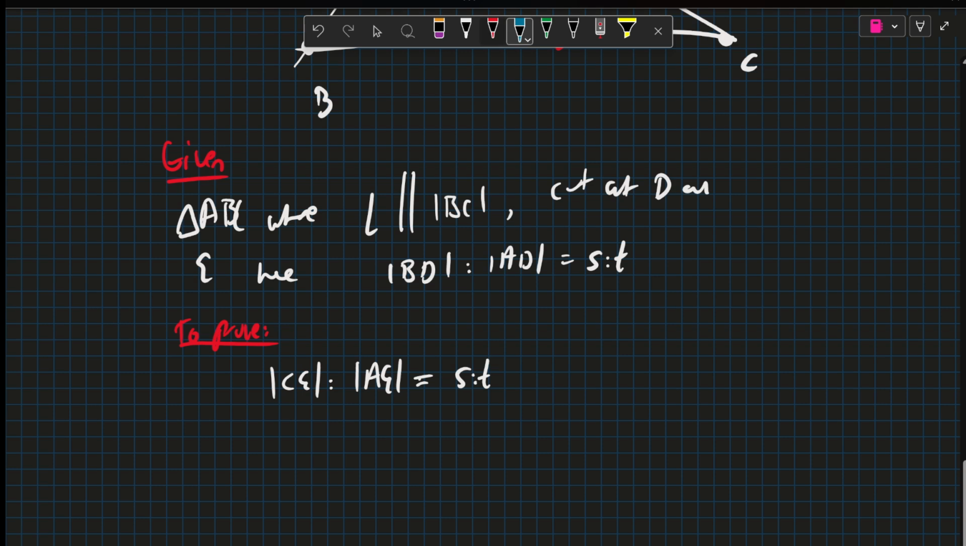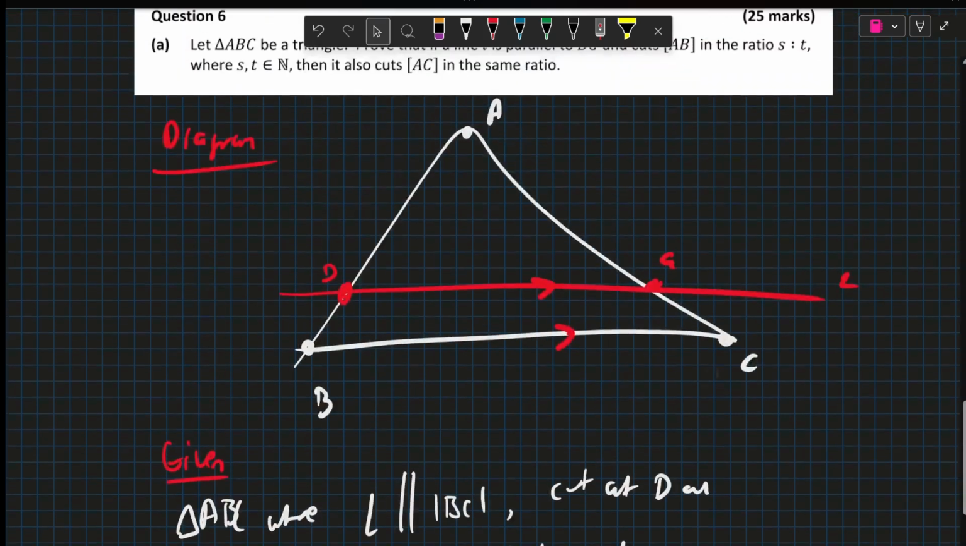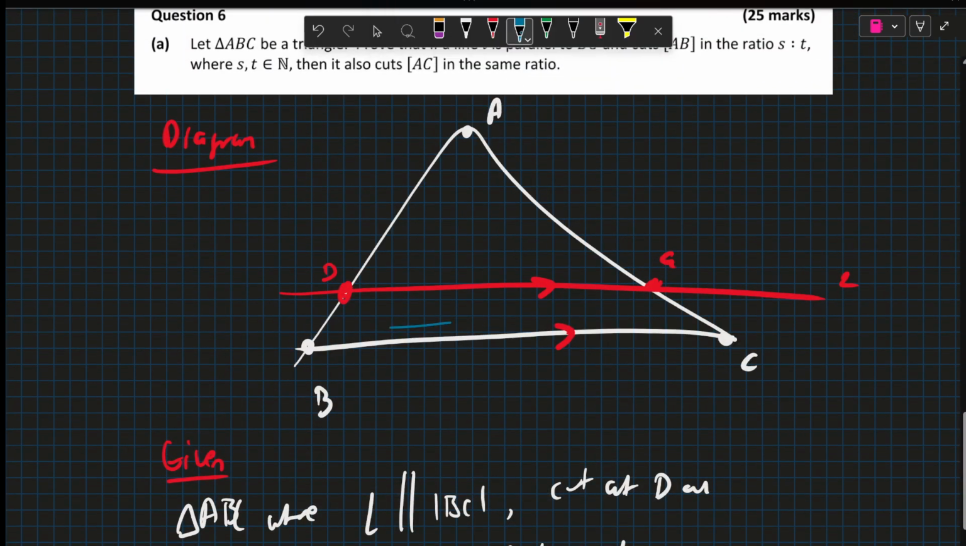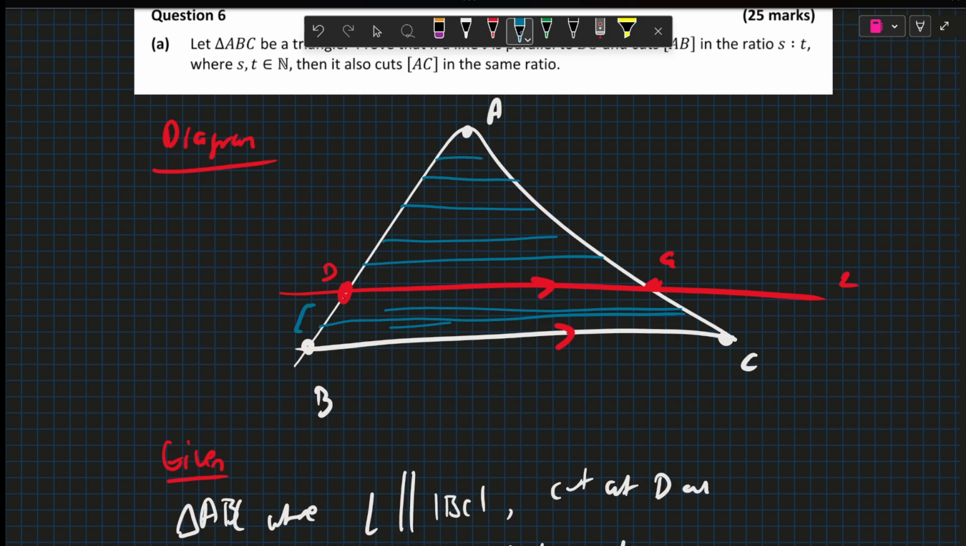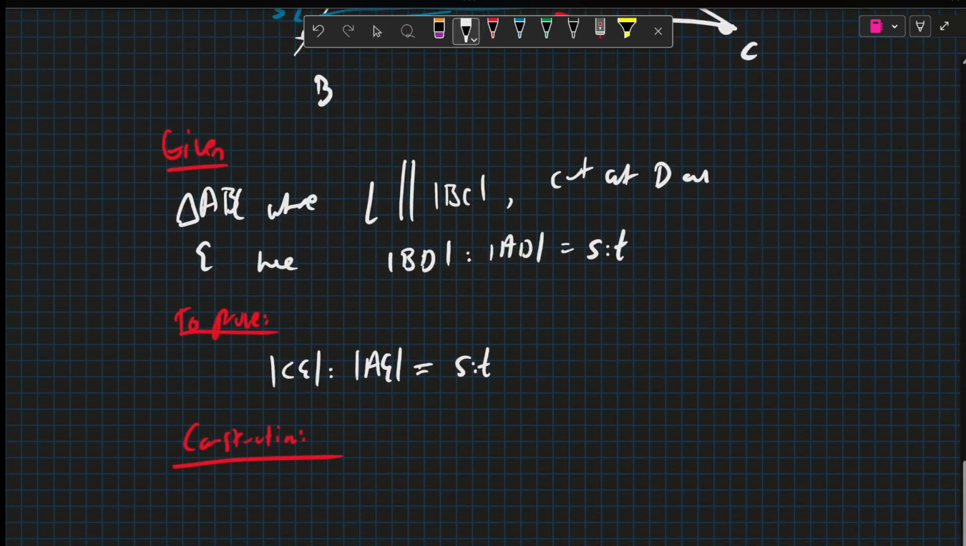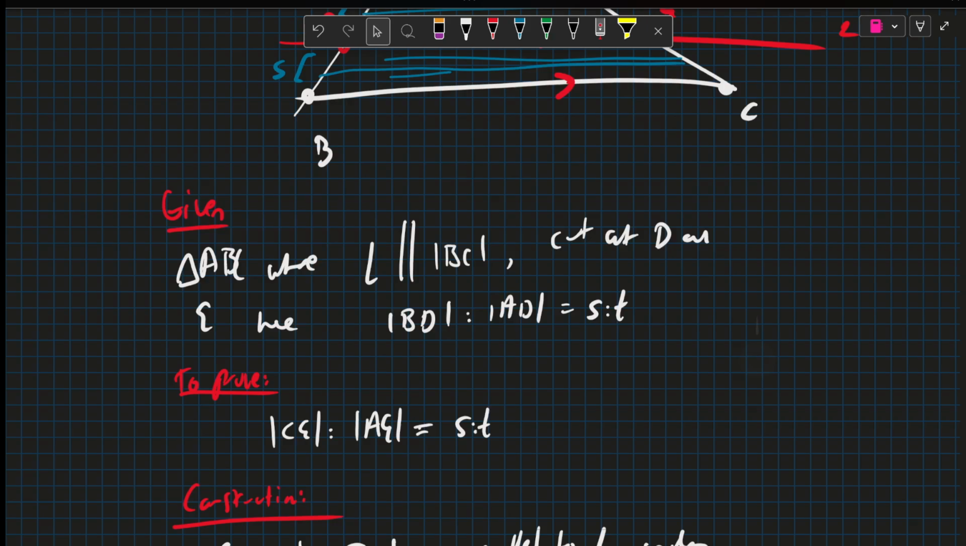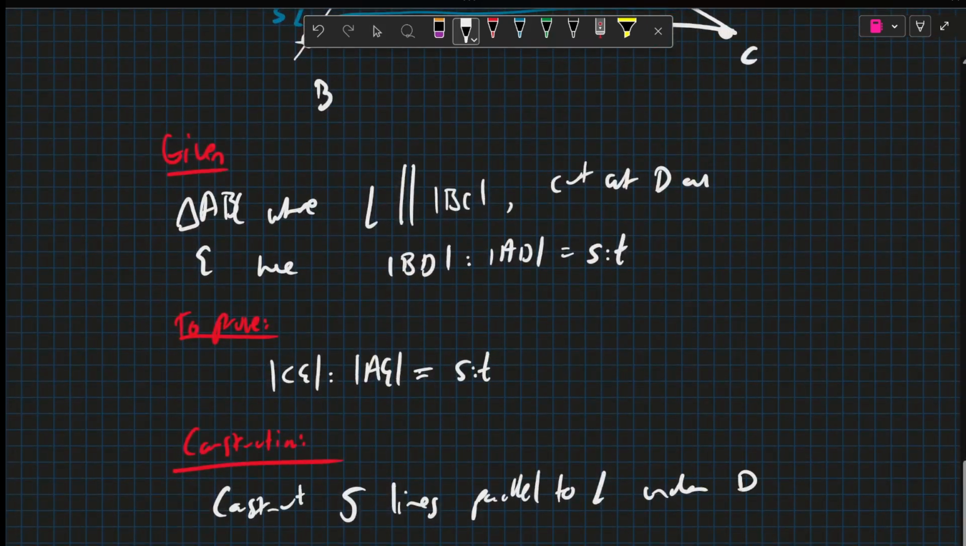So now we're going to get onto the construction, and this is where the little trick comes in, because you can employ Theorem 11 here as well. What we're going to do is construct several parallel lines such that there are S lines here and T lines here. So construct S lines parallel to L under D through BD.